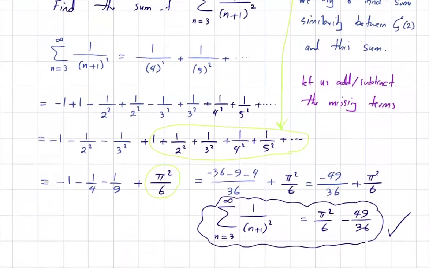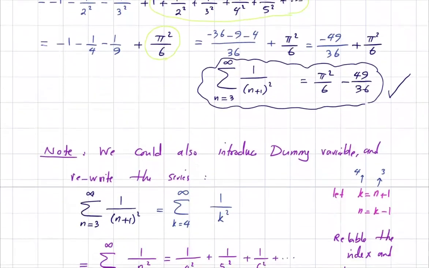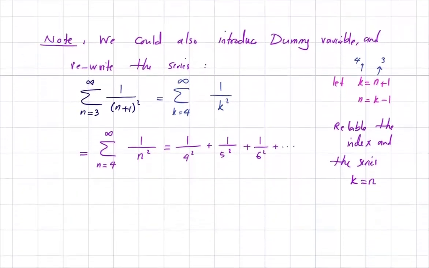You plug in values for your n starting at 3, and you get 1 over 4 squared plus 1 over 5 to the second plus the rest of the terms. But if you use relabeling using dummy variables, you can basically rewrite your series into the summation of 1 divided by n squared. Now n starts from 4, goes to infinity. This is very useful when you're combining series together.